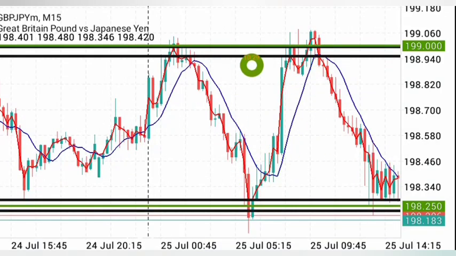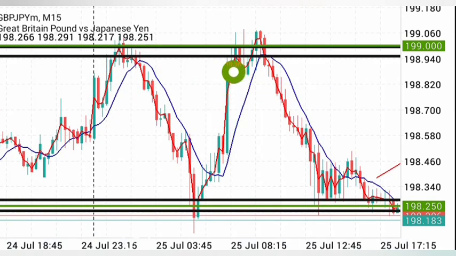So this was how I took this trade, and I missed this one because it was the Asian session. I don't take trades around those Asian sessions. The same thing happened here. Price came here, and I was still waiting for a break.